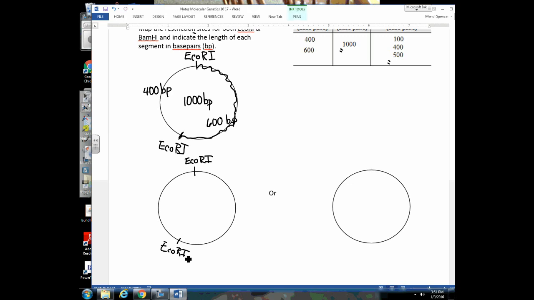Now you have to look at this third column to figure out where BAM is cutting. If you notice, I have a segment here that is 400, and then these two segments add up to 600. So I bet the restriction site is somewhere on this segment that was 600 base pairs long. So if there's a restriction site here for BAM, then when treated with both restriction enzymes, I should get a segment that is 100, a segment that is 400, and a segment that is 500.